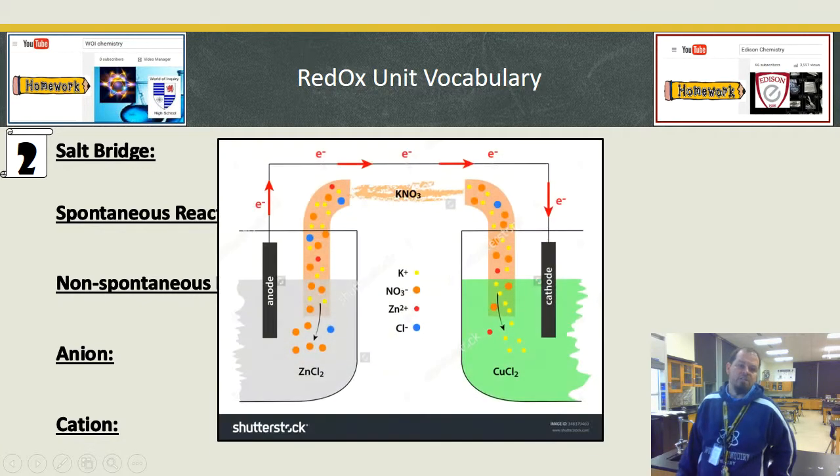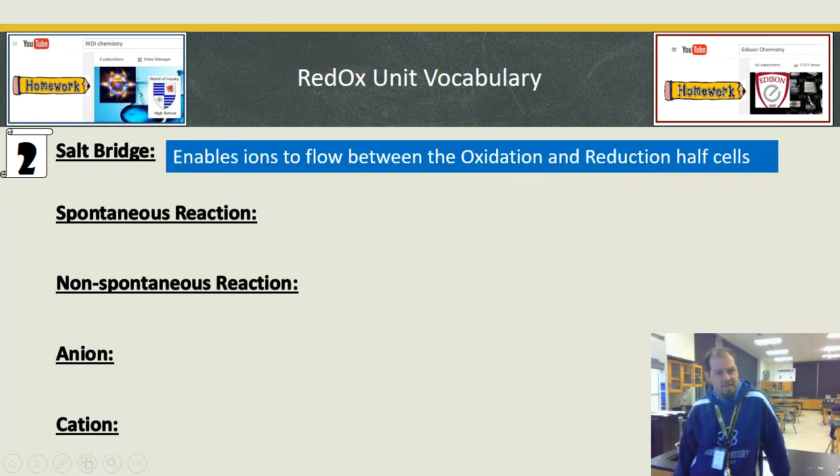Salt bridge. This specifically allows the ions to flow. It's that piece there that says KNO3. This is very much needed in the voltaic cells. So it allows the ions to flow between oxidation and reduction half cells.